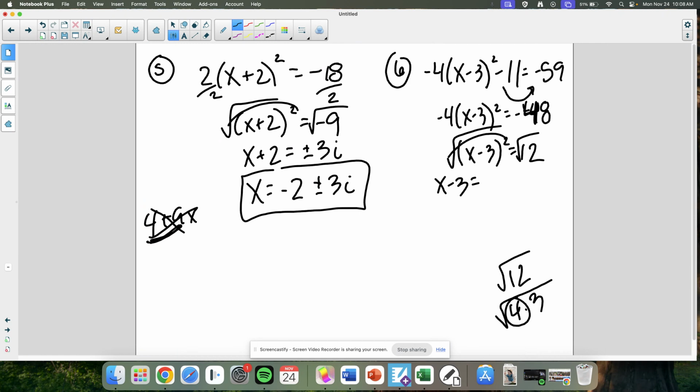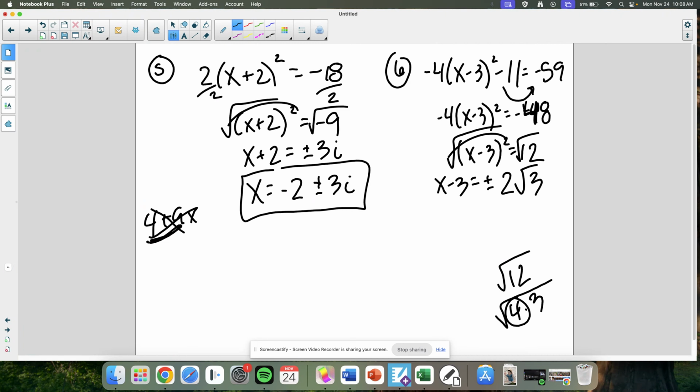The reason I break it down that way is, what is the square root of 4? 2. What is still stuck on the inside? And you just took a square root, so what needs to go in front of that whole thing? Plus minus. Anything that you take out of a radical should be placed in front, even if it's an i.